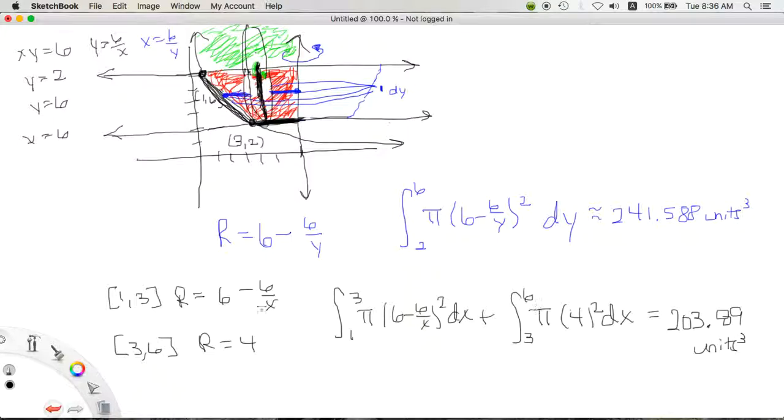So you can revolve these around any of these axes. The main issue you have to look at is what's my radius of these disks. And if you don't draw yourself a picture, you're going to have trouble finding it. So make sure you draw a picture and that you label your picture and figure out whether you're using dx or dy, and figure out what those radii are. Don't just assume it's straight up the function. Look at the picture and see what's happening.